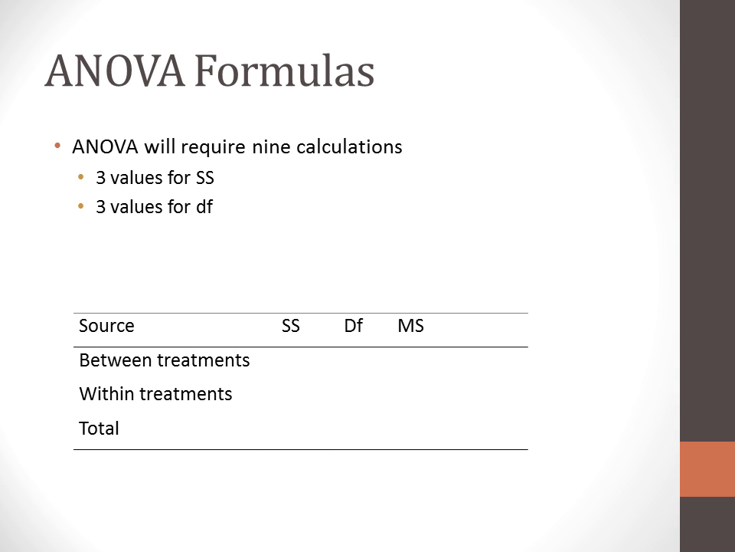We also have 3 values for the degrees of freedom, 2 variances, our mean squared between and our mean squared within, and then we're going to use those 2 values to compute the F ratio, which will be presented here. However, these 9 calculations are logically related and they are all working together to find that final F ratio.